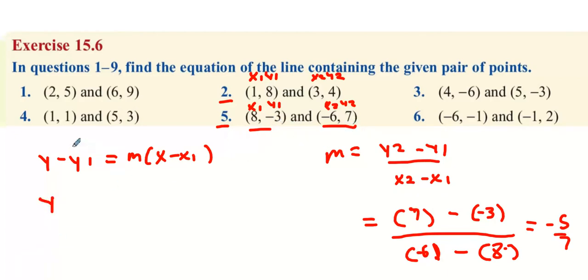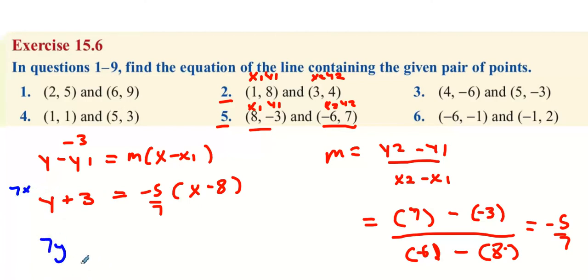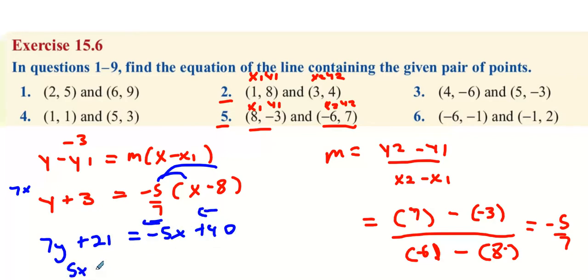But I'm going to use minus 3, which we all know is a plus 3. And then I'm going to use minus 5 over 7 for the slope. And then it's going to be x, and then minus x1, which is minus 8. It's division of 7 on the right, which will make it multiplication of 7 on the left. So 7 times y is 7y, 7 times 3 is 21. Then multiplying the minus 5, and we get minus 5x plus 40. Move everything to the left, so we get 5x plus 7y. And then you get 21 take away 40, because the 40 comes over to your side as minus 40, and that is minus 19 equals 0.